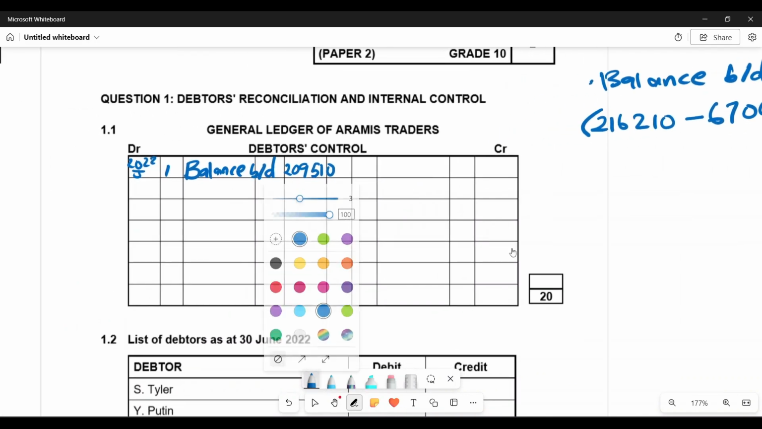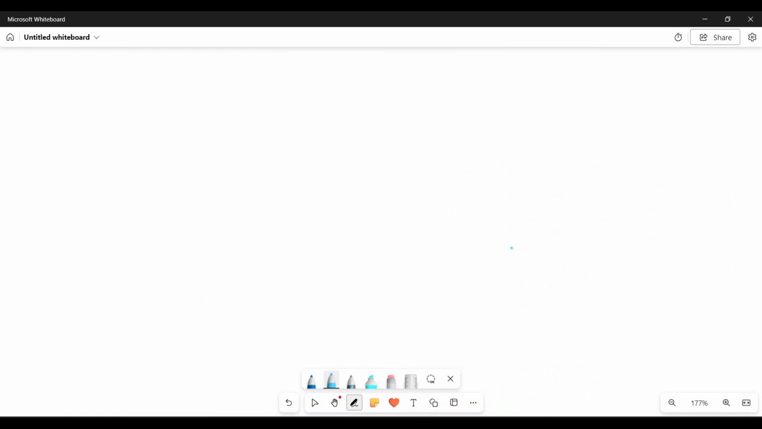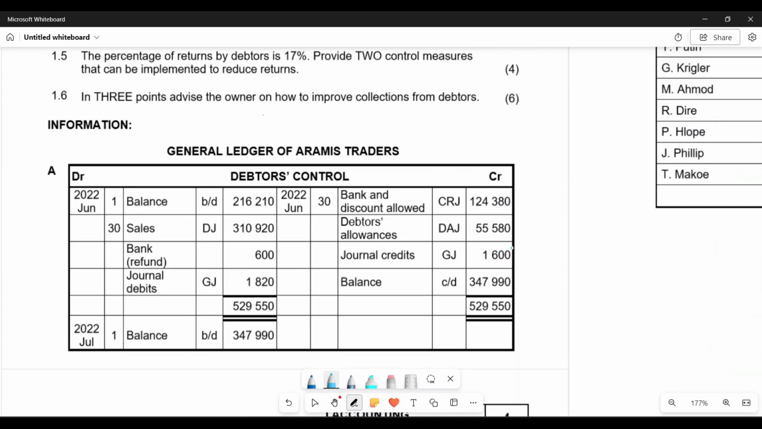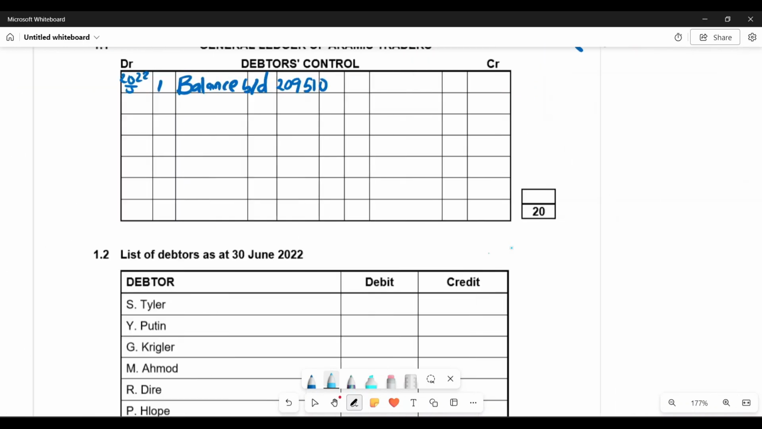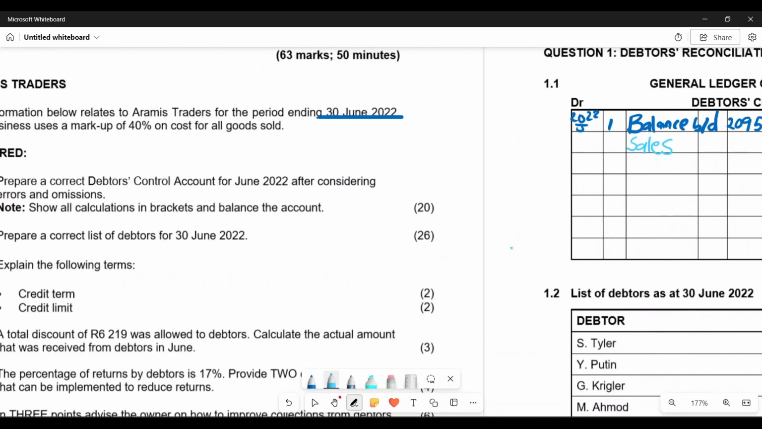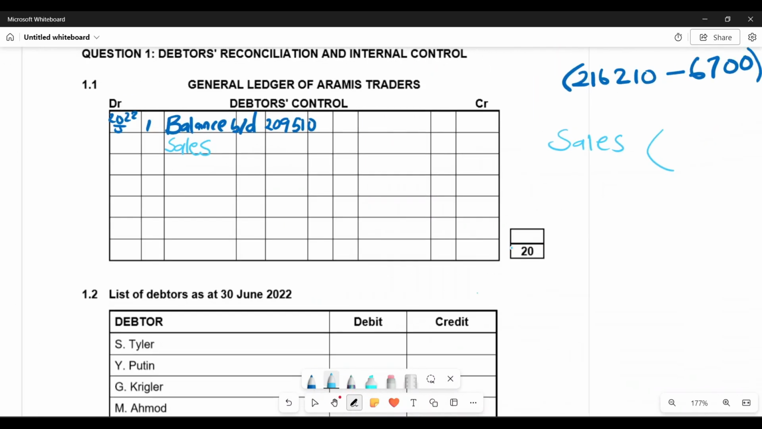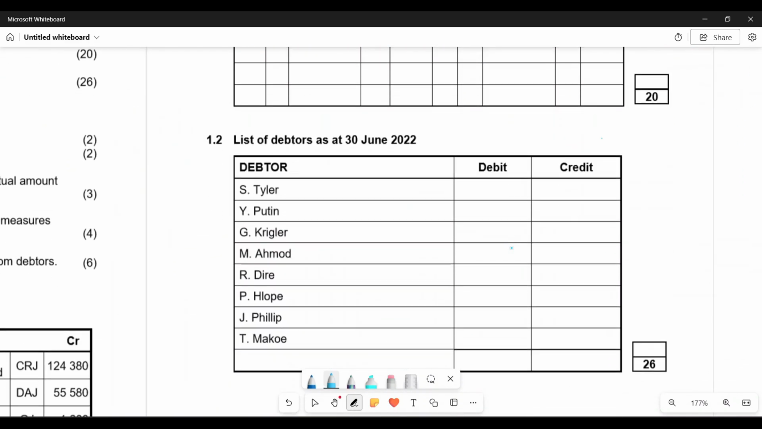Now, let me look for the other transactions that I'm given. I'm done with my opening balance. So I'm going to do my sales amount. I'm going to do calculations relating to my sales here because I don't have enough space on the table. So I'm also going to write sales here. The sales amount that may need to be adjusted is 310,920. Now let me see if there's any adjustment that relates to my sales.